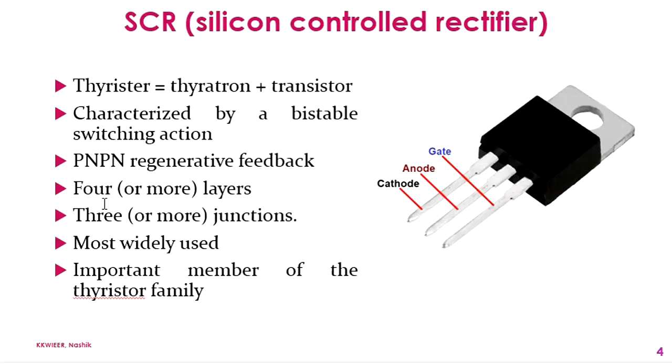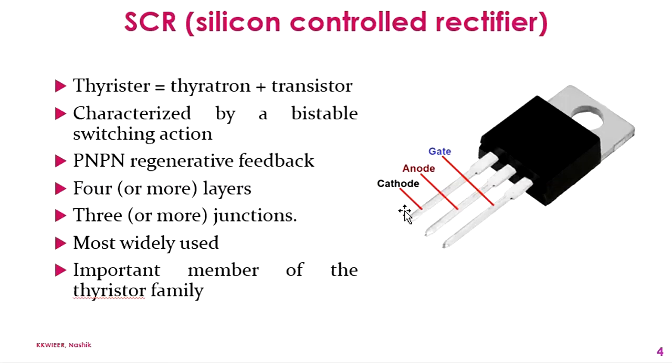Then it has 4 or more layers and 3 or more junctions. It is the most widely used and important member of the thyristor family. So this is the figure. Here you can see how SCR looks. Then there are 3 terminals: gate, anode and cathode.